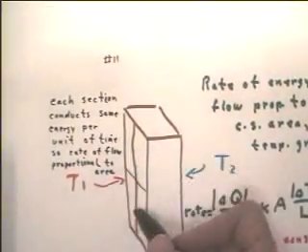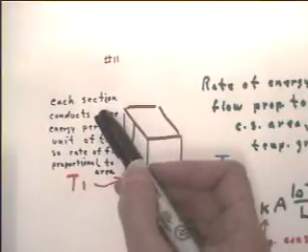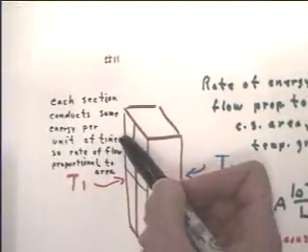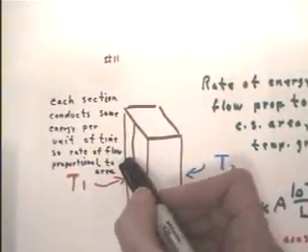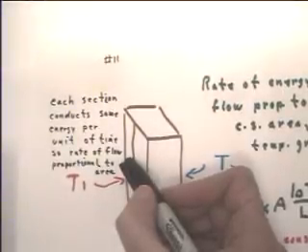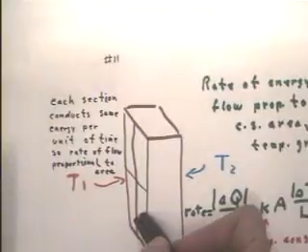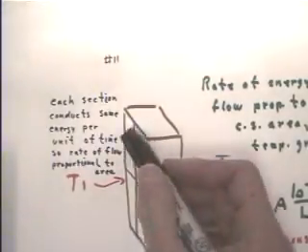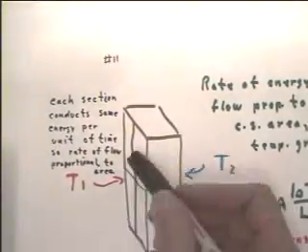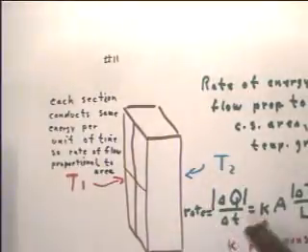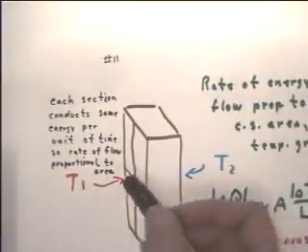Each of these sections we would expect to conduct the same energy per unit of time. That is, if this one conducts 100 joules in a minute, then we expect this one and this one and this one to also conduct 100 joules in a minute, so that the total conduction over the 4 segments would be 400 joules in a minute.